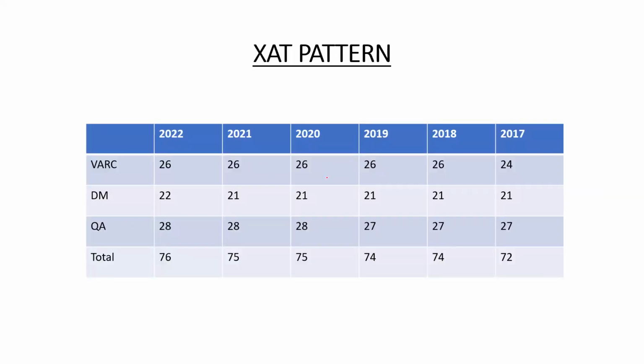XAT, if we look at it, this is the pattern for the last 6 years or so. The difference between XAT and these two other exams is that XAT previous papers are available in the public domain, whereas NMAT anyway is not released, and SNAP also used to release till 8-10 years back, but then they stopped. So we don't have the official papers of previous years. XAT we have. So in XAT, we have VARC, they call it VALR. There are 26 questions, decision making 22, and QA 28. So we'll be covering the complete VARC and decision making part.